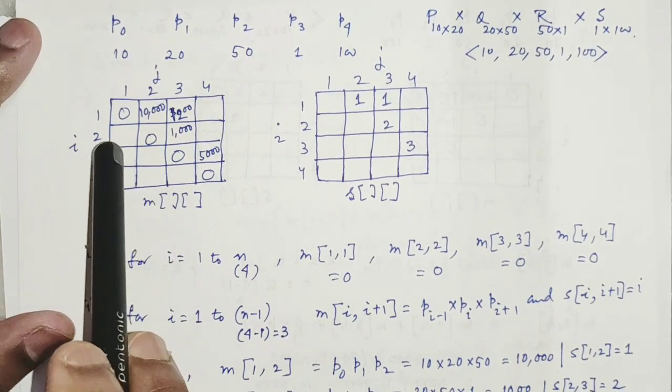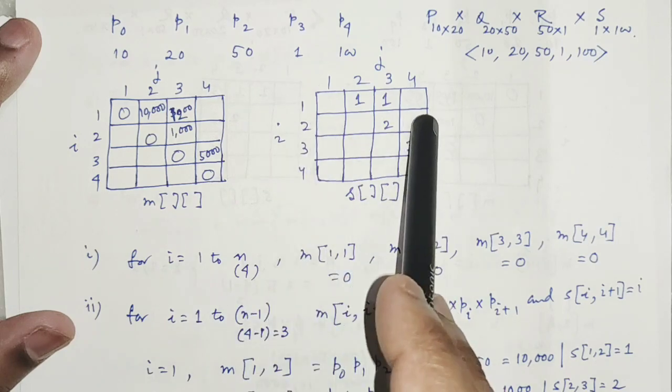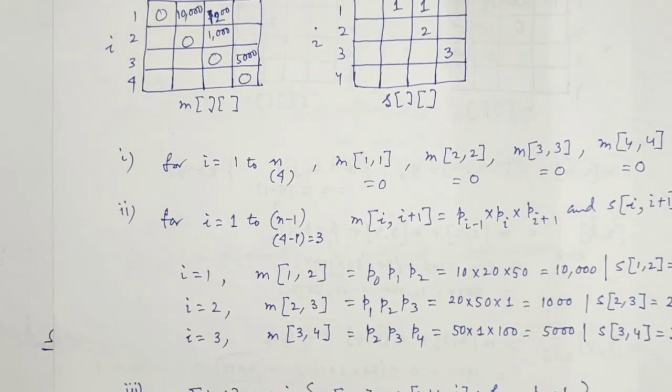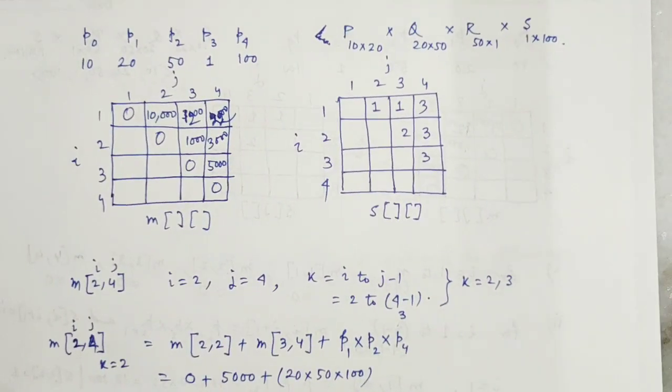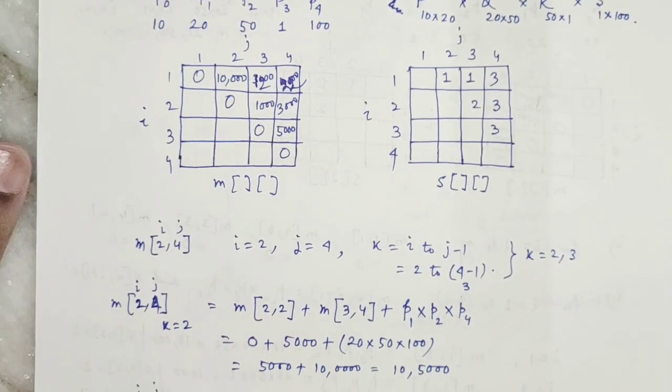Now we will go for m of 2 4, and similarly we have to fill up s of 2 4. So now we go for m of 2 4. I have noted all the data here.